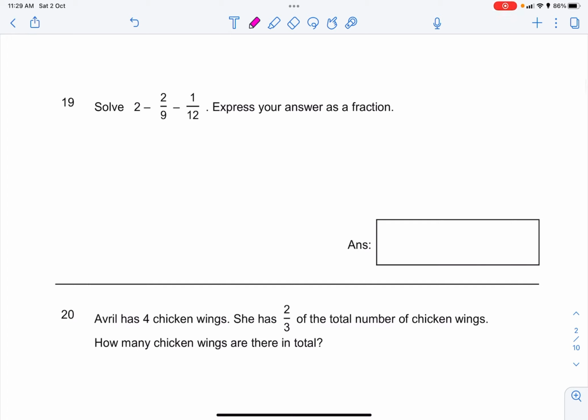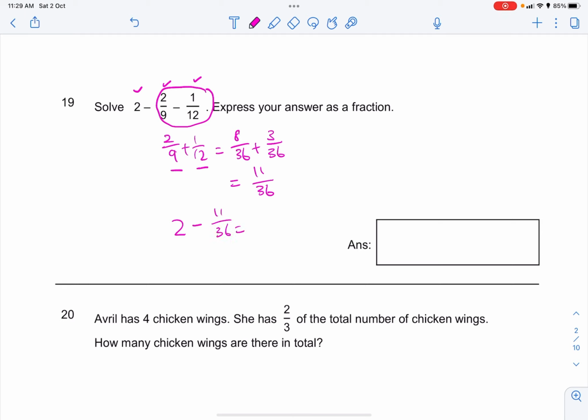Next, take 2 whole minus 2/9 minus 1/12. So we can start by adding this together. Okay, 2/9 plus 1/12. We need to change the 9 and 12 to a common denominator, which would be 36. So 8/36 plus 3/36 would give you 11/36. So 2 minus 11/36 would be 1 25/36. So 1 25/36.